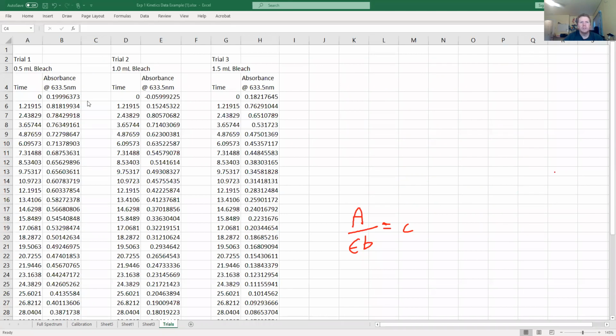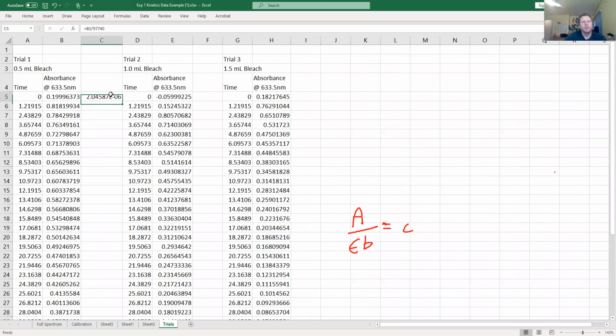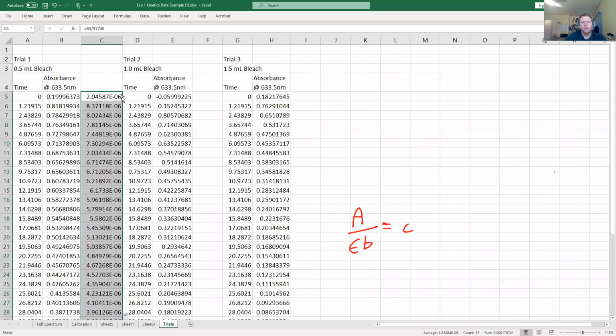So what we can do with this is take equal sign, select this cell, divided by 97,740 times 1. Well, that happens to be 97,740. And that's what we get. Now we double click in the lower right hand corner and booyah, there's all of our concentrations.